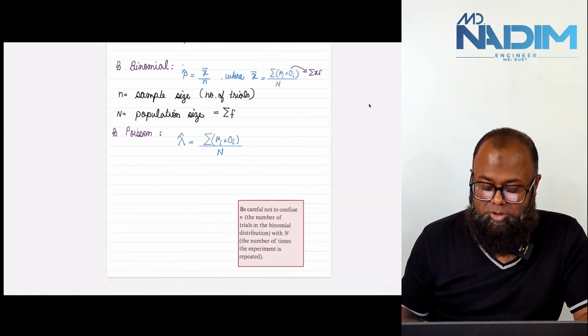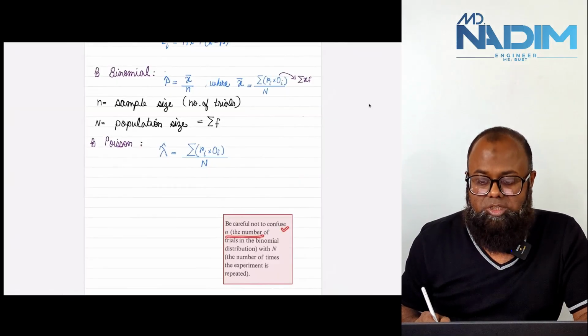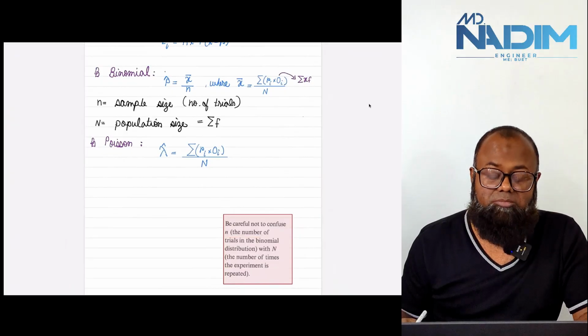Another important point that you must write down, be careful not to confuse N, small n, with capital N. It is very, very important.